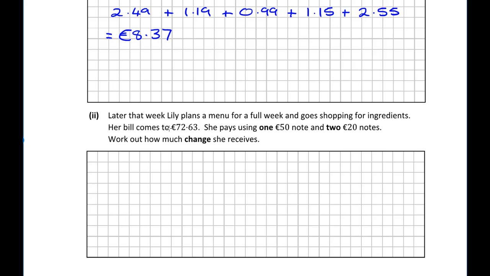Anyway, her bill comes to 72.63. She pays using one €50 note and two €20 notes. Work out, you have to show your workings, how much change she receives.